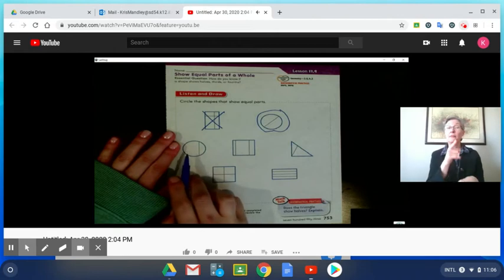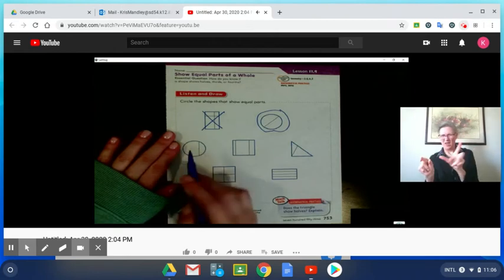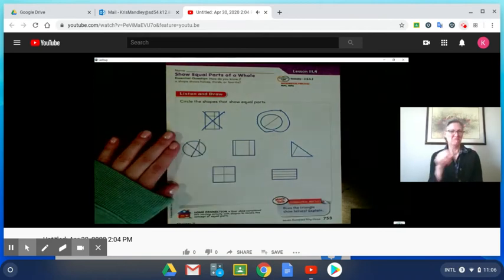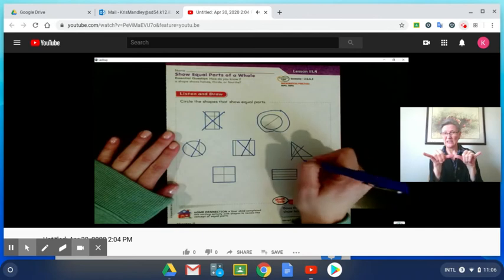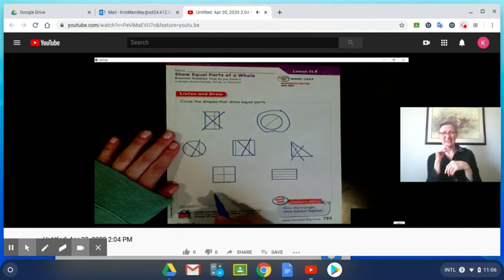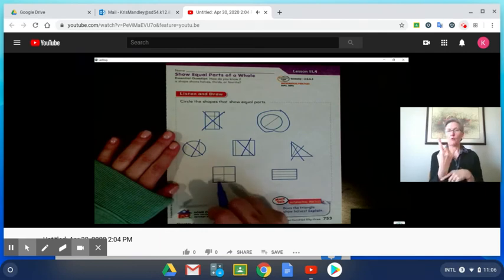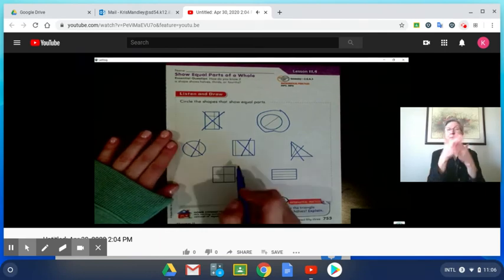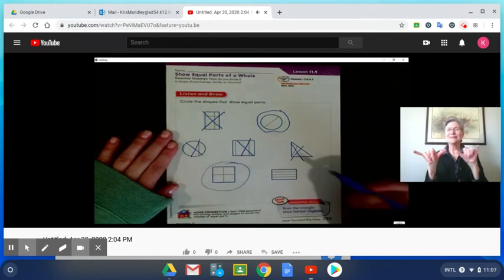This piece also shows different parts, right? So this part is bigger than this part, so it is not equal. Same thing with this one, and same thing with this one. This right here shows equal parts. How many equal parts are there? There's 1, 2, 3, 4 equal parts. So I can circle that they are all equal and they are all fair.